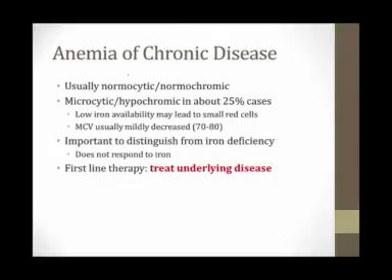Just like iron deficiency anemia, this anemia can be normocytic or microcytic. Now, this anemia is most commonly normocytic normochromic.